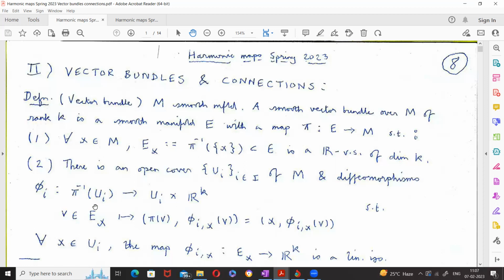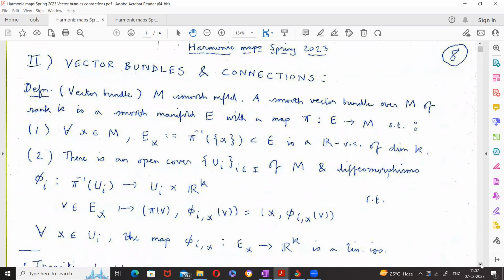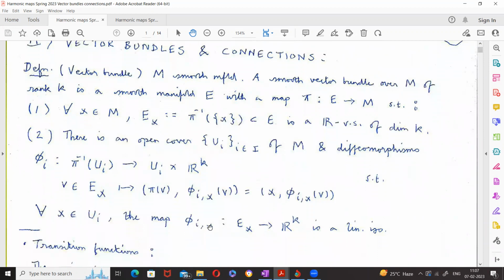So this diffeomorphism is of the form: vector v in the fiber E_x goes to pi of v, comma, a map phi_i,x of v. Okay. So this is of the form x, comma, phi_i,x of v, where for each x in U_i, this map phi_i,x is a linear isomorphism from the fiber E_x to R^k.